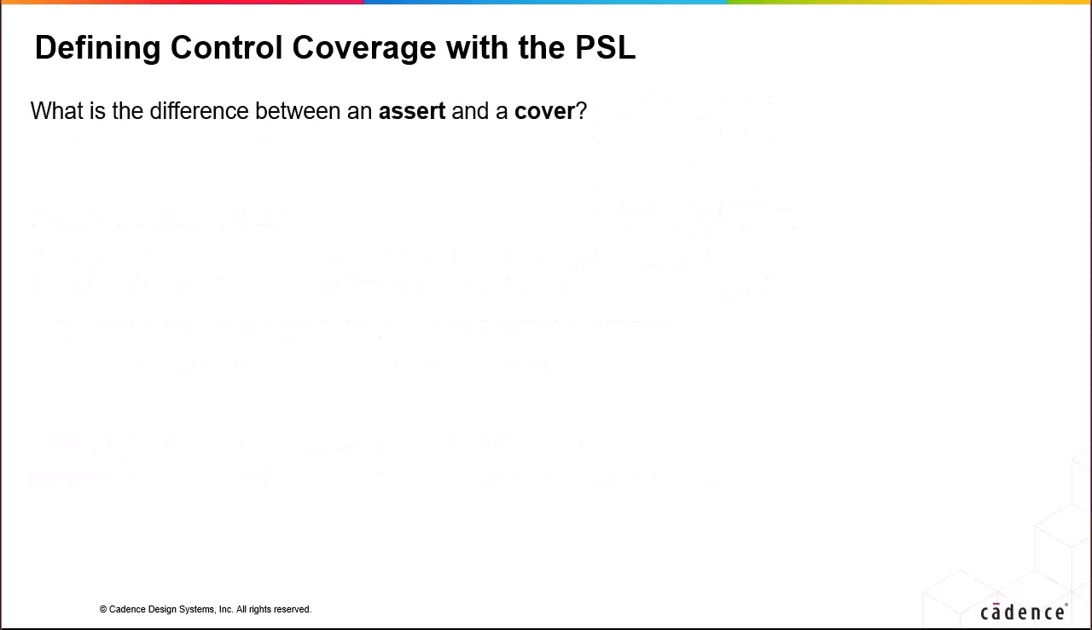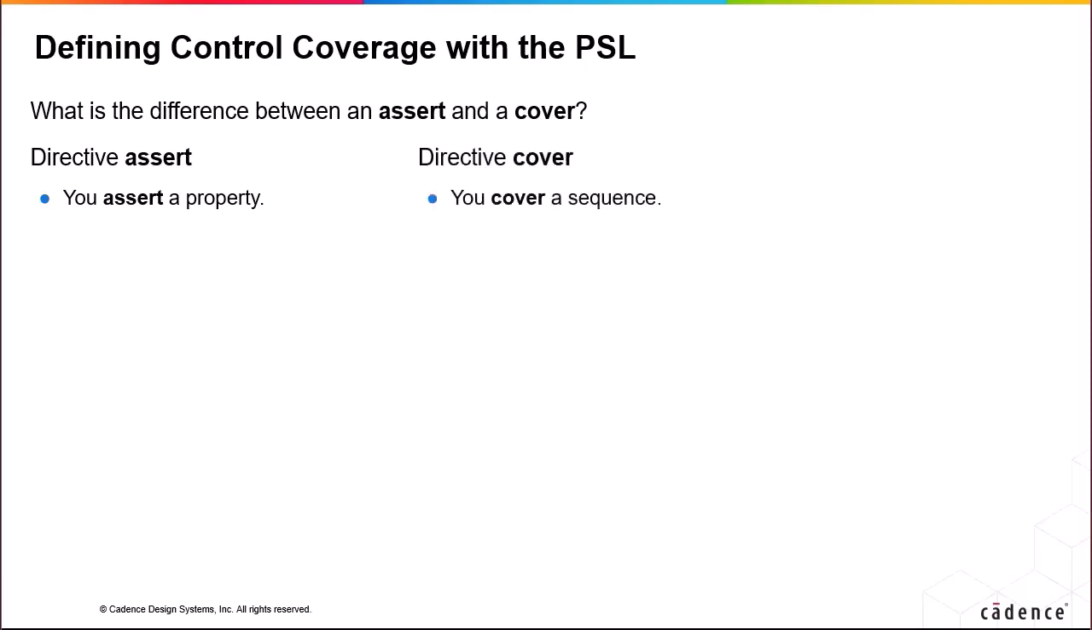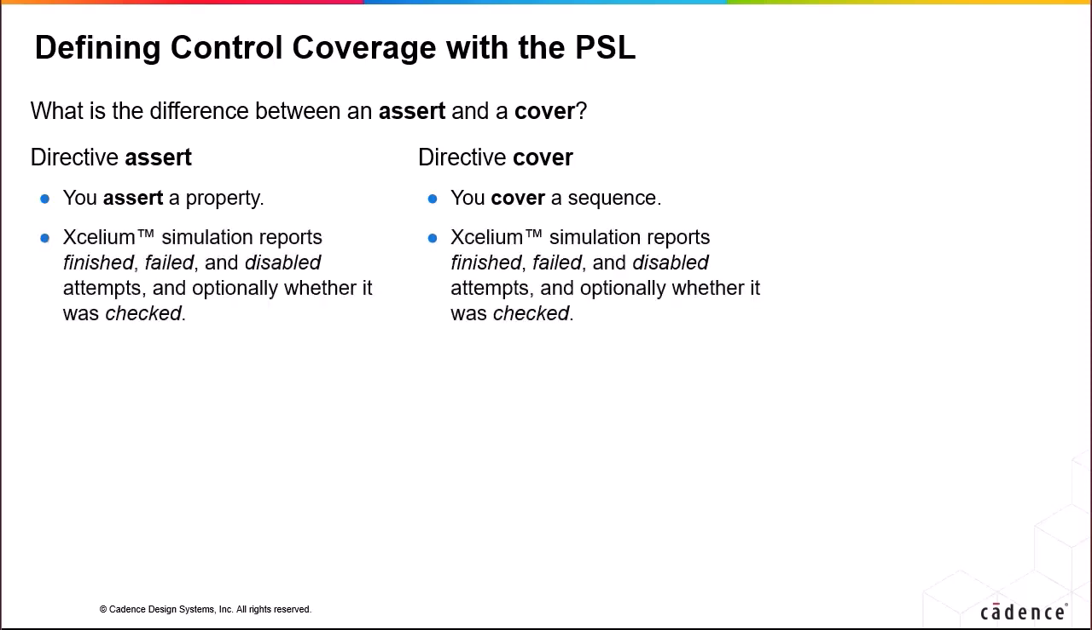What is the difference between an assert and a cover? You assert a property. Upon assertion failure, the simulator reports an error message and sets the error status flag. You cover a sequence. The simulator counts completions of the sequence. For the cover directive, the simulator does not issue a message upon failure to complete. For both directives, the Xcelium simulator counts the number of times an attempt finished, failed, or was disabled. You can optionally also report the checked count.